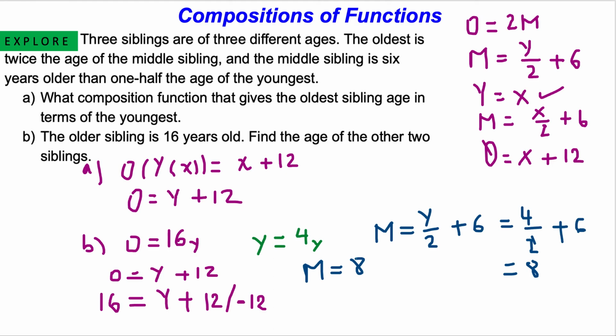So we already found out how old each one is. If the oldest sibling is 16 years old, then the youngest one is 4 years old, and the middle sibling is 8 years old.